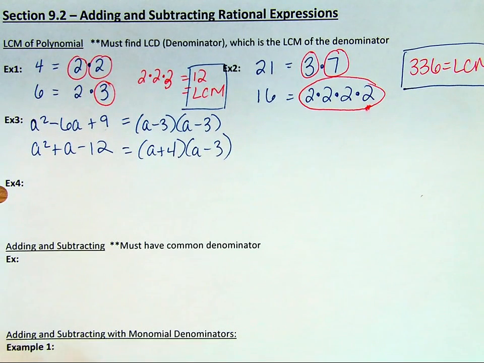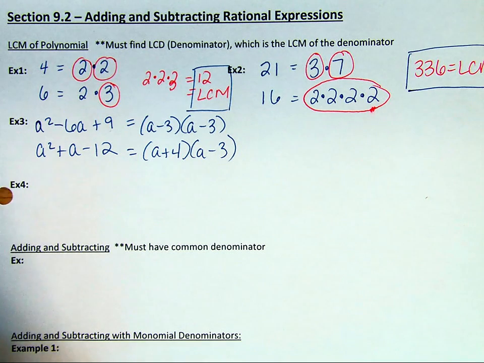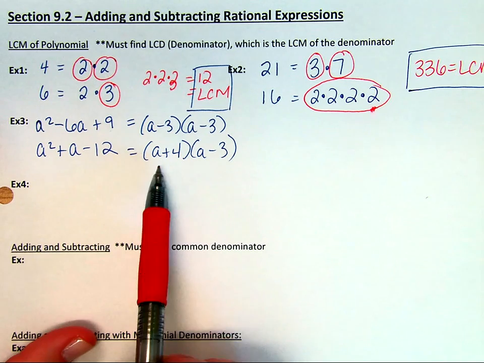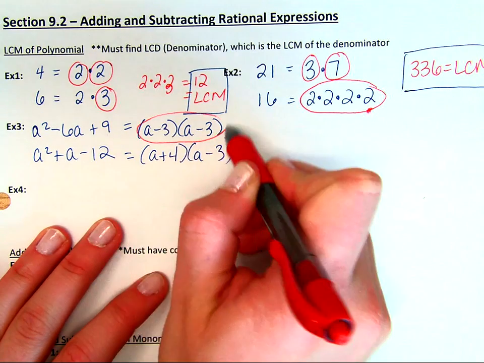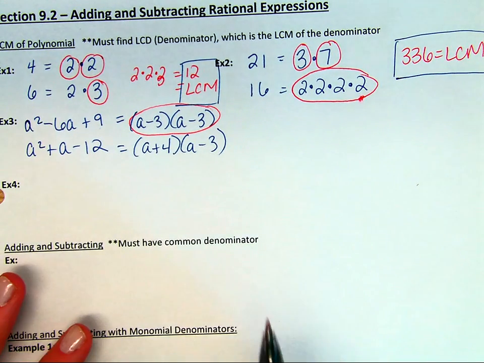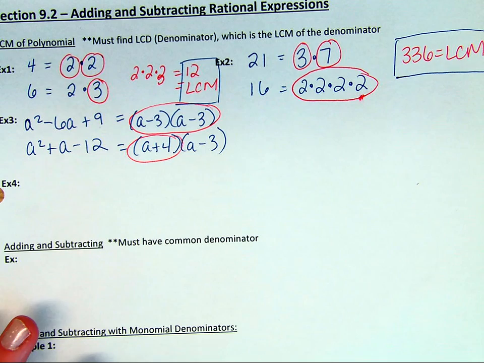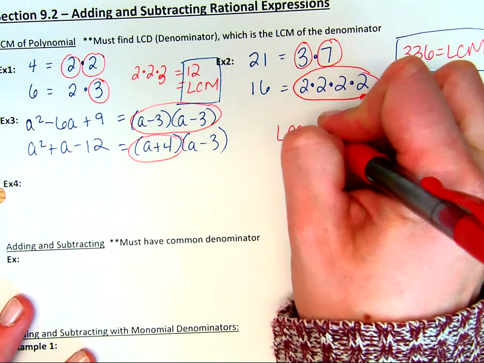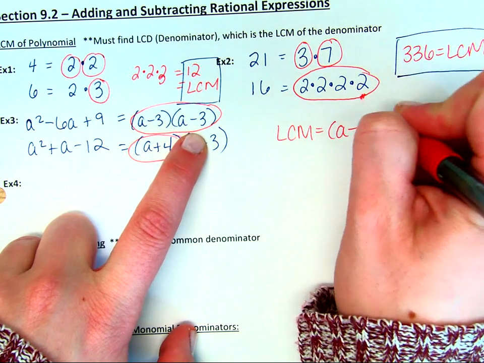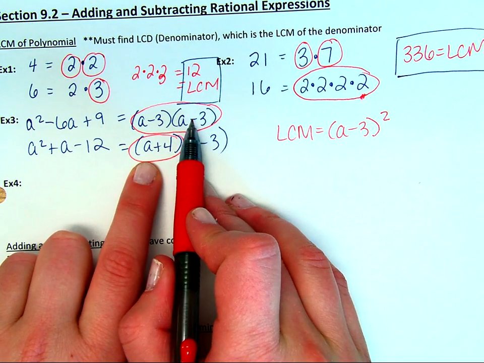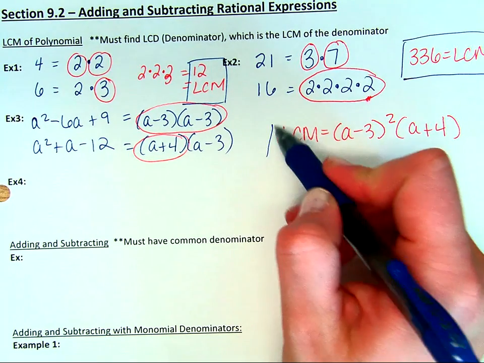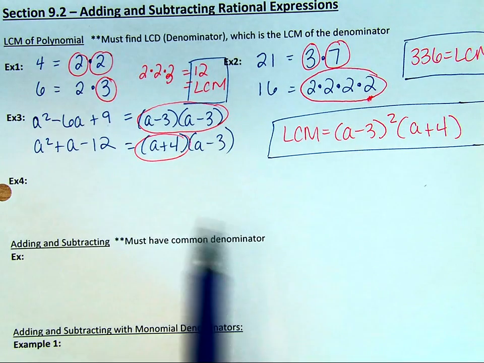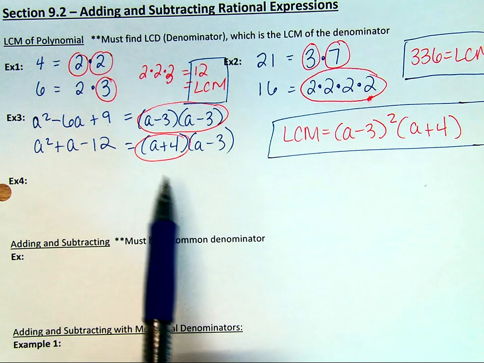Now when I'm looking for the least common multiple, I'm going to look at all the different factors I have. My two factors are a minus 3 and a plus 4. Which one has more a minus 3's? This one has more, so I'm going to circle them. Which one has more a plus 4's? This one, so I circle them. My least common multiple is going to be a minus 3 quantity squared, times a plus 4. So you factor it, pick out which one has more factors of the two, and then circle them.